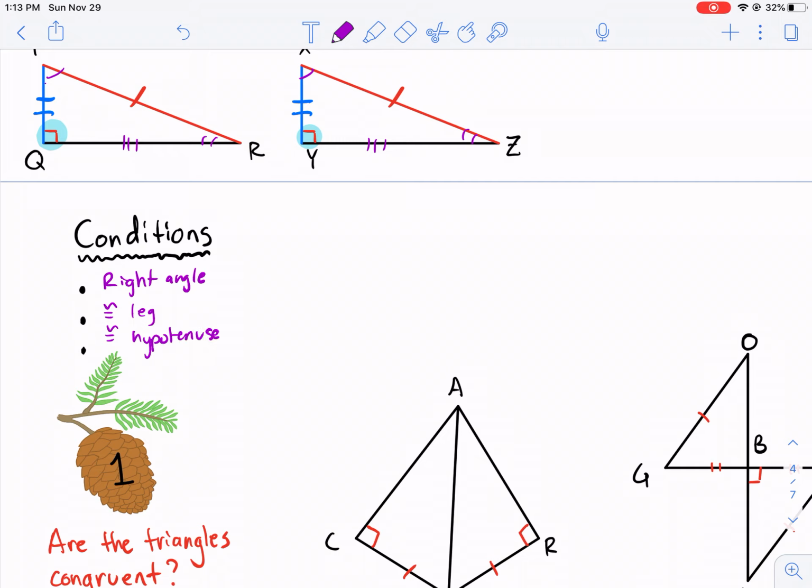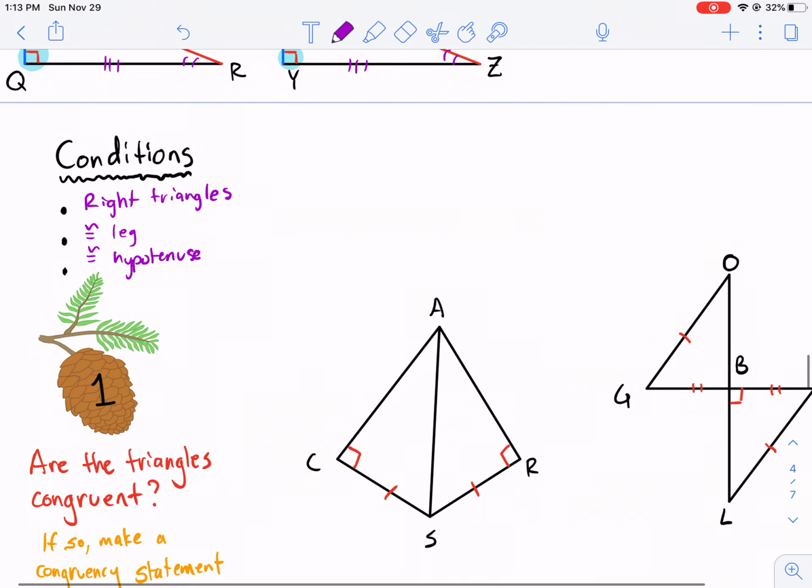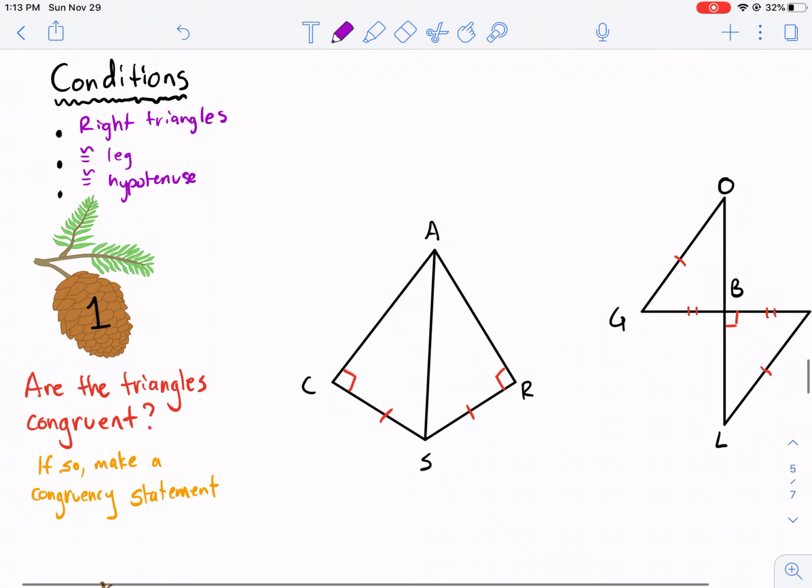Okay, so right angle, or I'll just put right triangles. That's a better way to put it. Hopefully you didn't write it down already. If you did, I'm sorry. Right triangles with a congruent leg and a congruent hypotenuse.